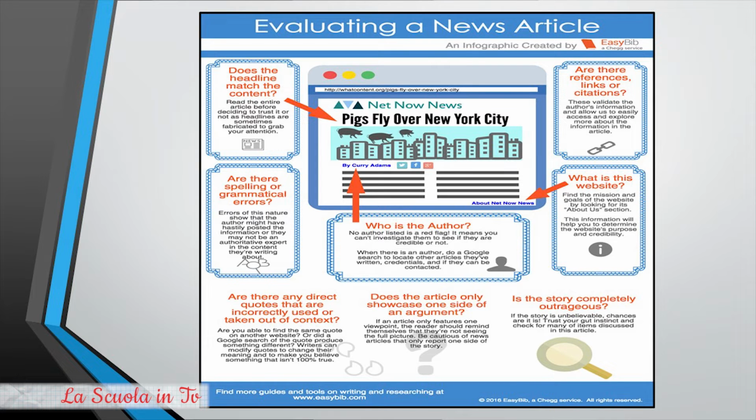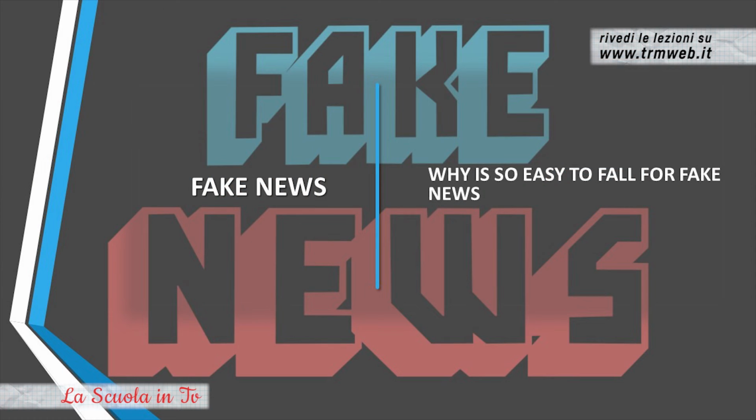And in the end, you have to ask yourself if what you are reading is a joke, because sometimes articles are there not to deceive us, but to make us laugh. At this point of our discussion, the question is, why do we fall for fake news? The answer is very simple: because it's easy.